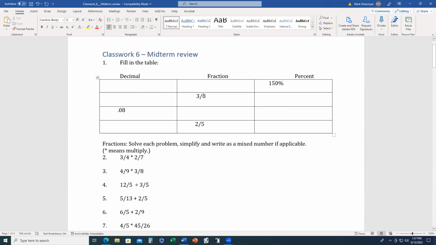Number 1. 150%? What would that be as a decimal? How do you change a percent to a decimal? You have to go 2 places to the left with the decimal point. Yes, so 1.50, correct? Yeah, 1.50, that one. Yes.